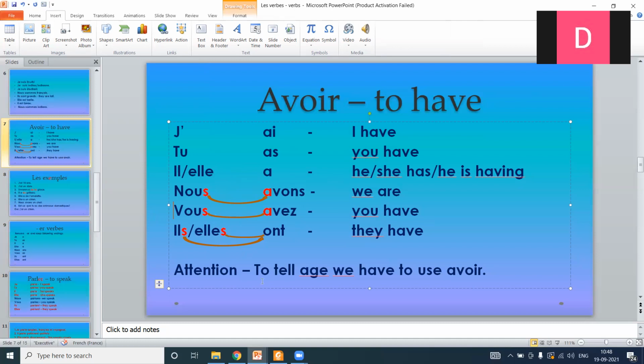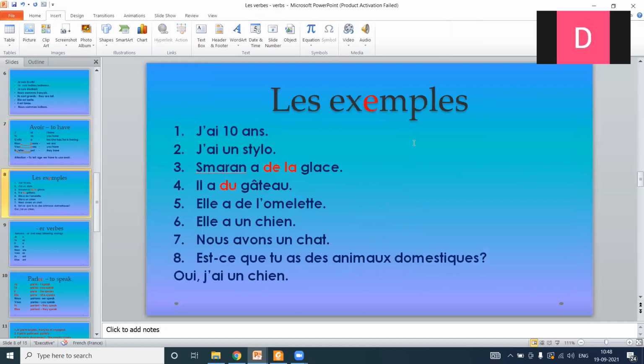They have. Attention, see. To tell the age, we have to use the avoir verb. The examples, see. Les exemples. In English, example is spelled with an A, but in French it is an E. Okay? Les exemples. Examples. And see, j'ai dix ans. In English it is "I am 10 years old." But we have to use the avoir verb. I have 10 years. The literal meaning is like that, but the meaning is j'ai dix ans.